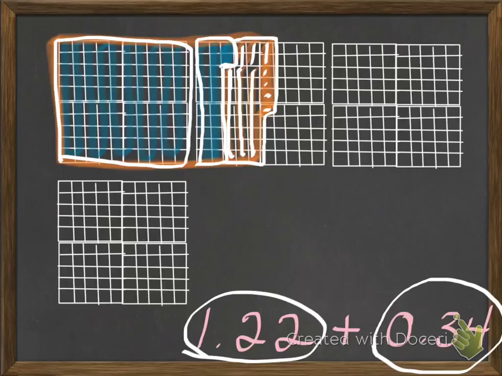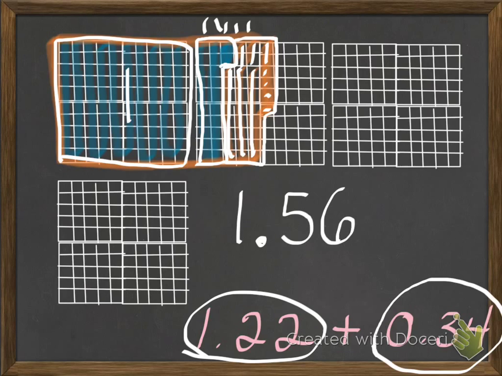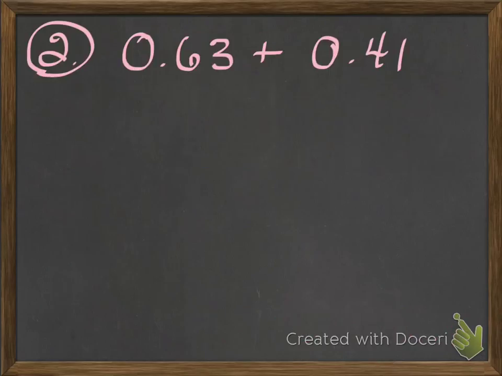Now when I look at the whole thing, I see that there's 1 whole, so 1, and then I count how many 10s, 10, 20, 30, 40, 50, and then there are 6 hundredths in this row. 1, 2, 3, 4, 5, 6. So it equals 1 and 56 hundredths. Number 2, 63 hundredths plus 41 hundredths.